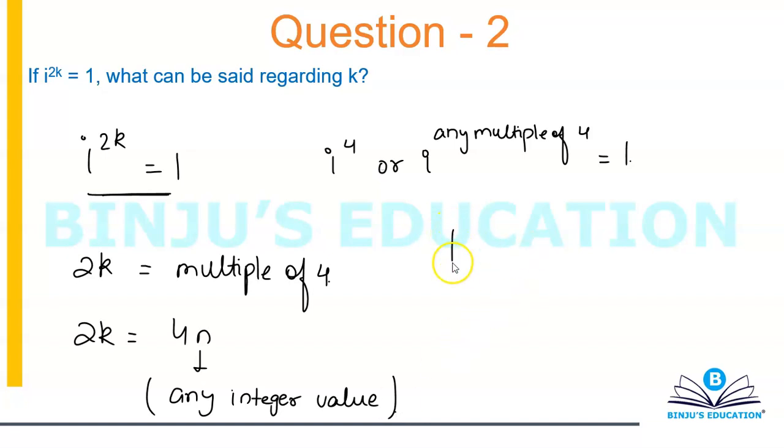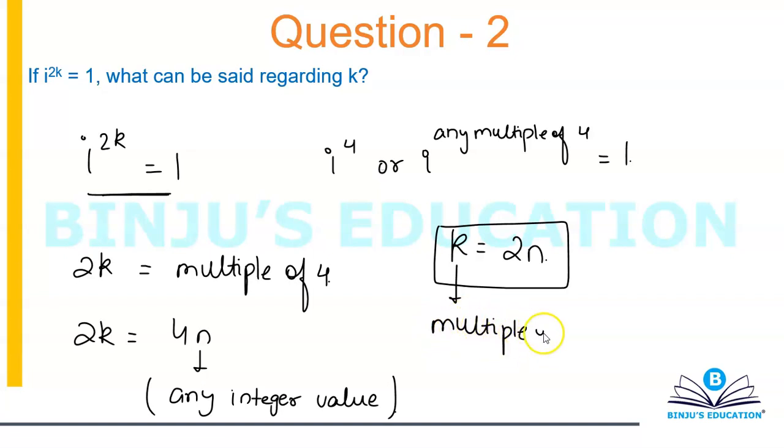So I can say that k should be equal to 2 into n, which basically means that k is a multiple of 2. K can be any multiple of 2, and that will give you i to the power 2k equals 1. Now when I say multiple of 2, it can be negative also. Like i to the power minus 4 will also give you 1. i to the power minus 8 will also give you 1.